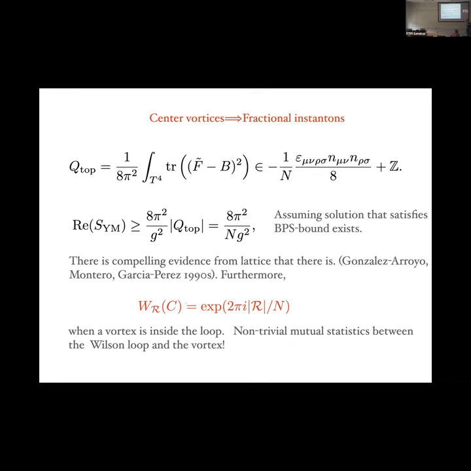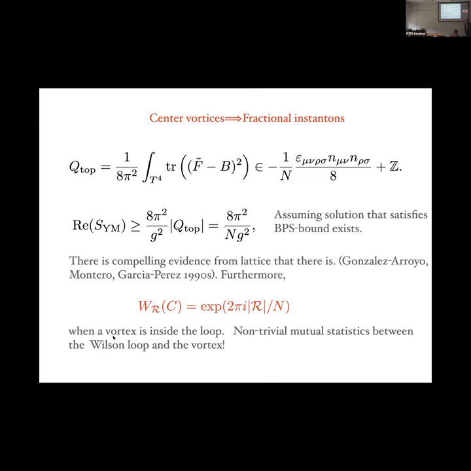So they actually checked these configurations, vortices, and they even showed that, for example, if they insert a vortex inside the loop, you can show that the Wilson loop here acquires a pure phase, just as in the perturbative vacuum. But even in quantum mechanical limits, nobody was able to find a solution, at least in this context.